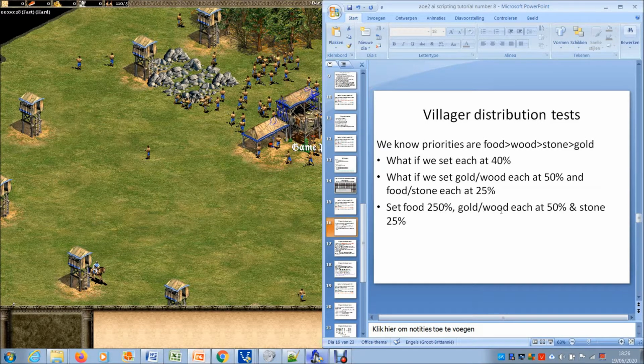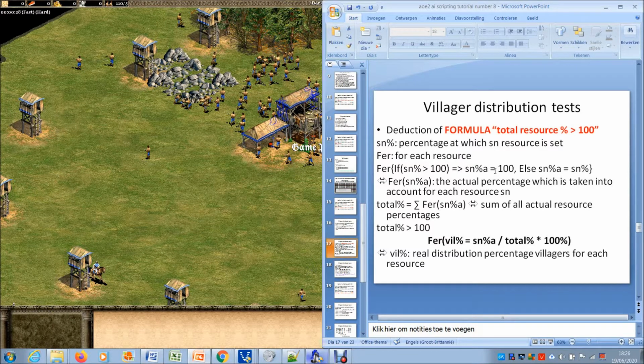100%, which is double that of gold, which is at 50%, which is double that of stone, which is set at 25%. This means we come at the following formula, which I've deduced with these experiments and other experiments. We define SM percentage as the percentage at which the strategic number is set for each resource. If the strategic number percent is greater than 100, the actual strategic number percent is set to 100. Otherwise, the actual percent is the percentage at which the strategic number is set. This is done for each resource, giving the actual percentage which is taken into account for each resource's strategic number.